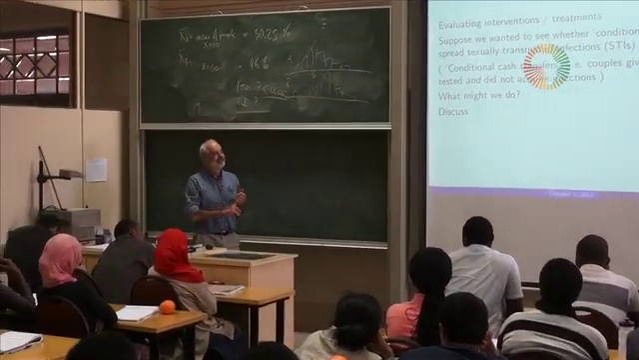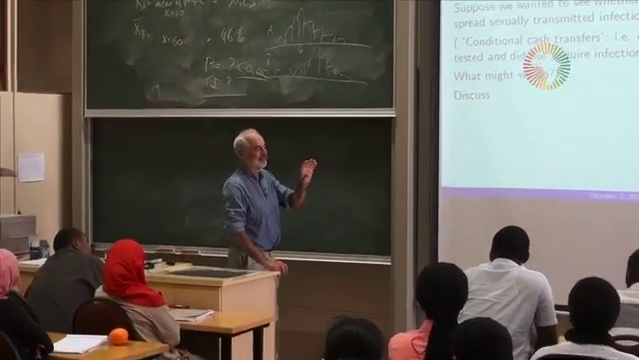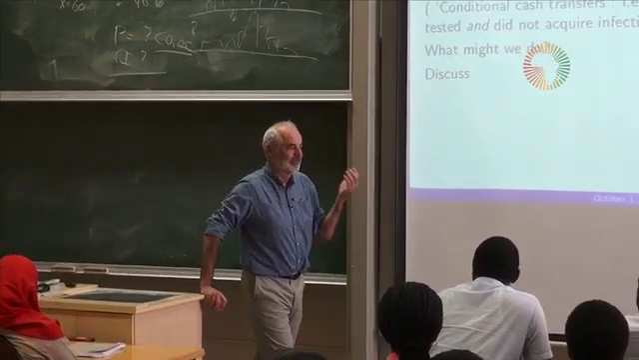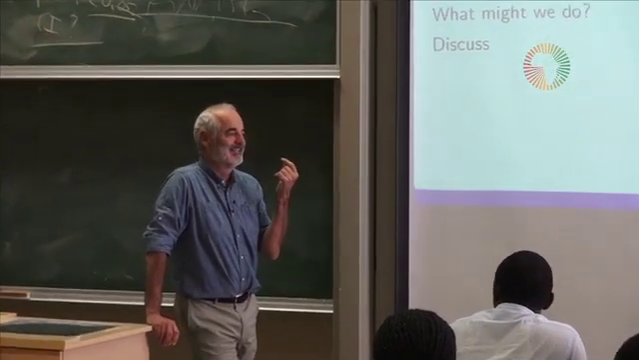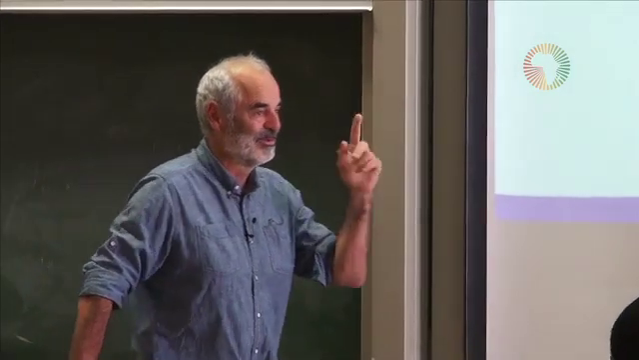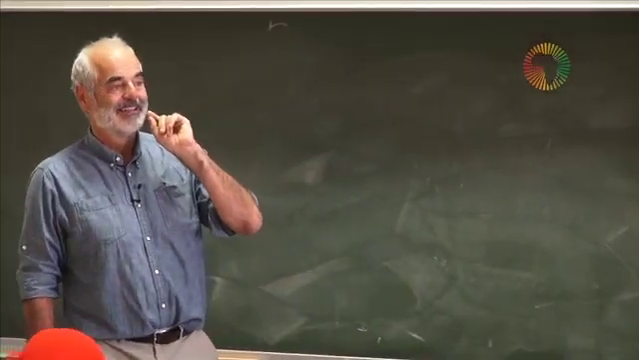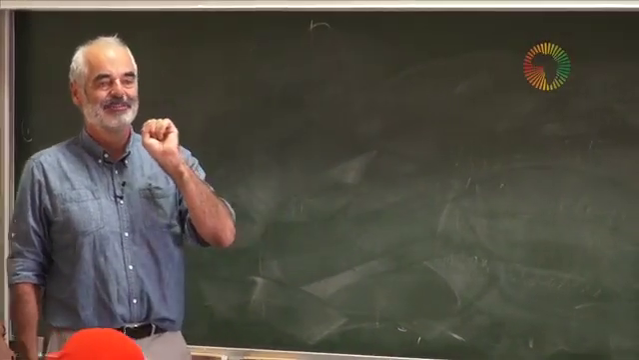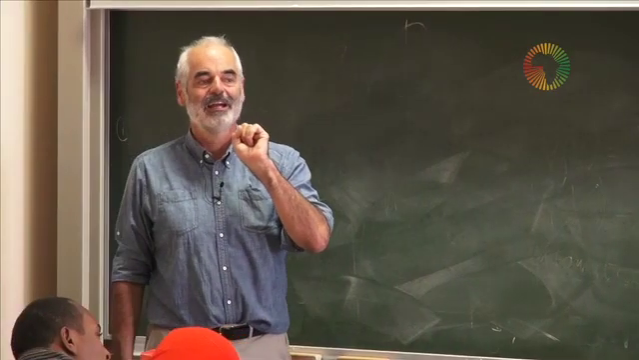The intervention is not just paying people to be tested. It's that you only get the money if it's negative. Now, I think that's what the World Bank has told you. That's what you have got to evaluate. They only get the money if they're negative. Okay, so how might you do it?